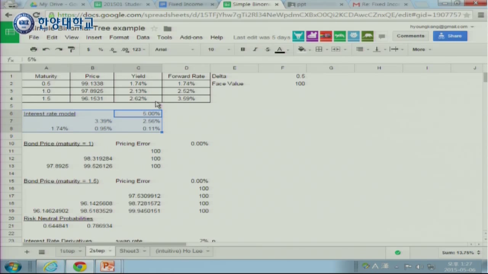There are a lot of ways to make this interest model consistent with the yield curve. There are a lot of ways, and another way is to set even the risk neutral probability at 0.5, 50%. And the Hohenly model is the easiest one. This is by far the easiest one. Okay? So that's why people use this one a lot.